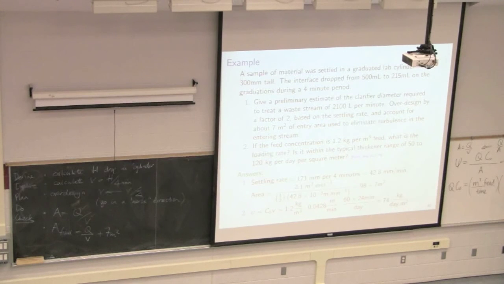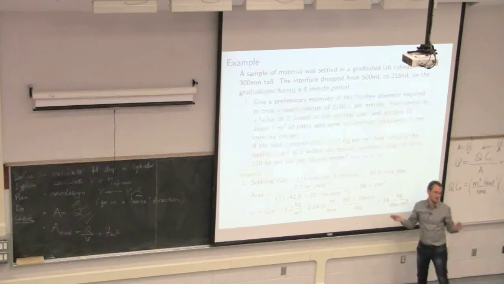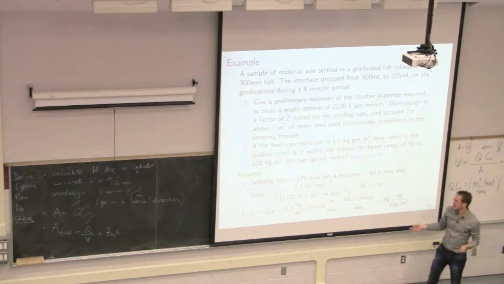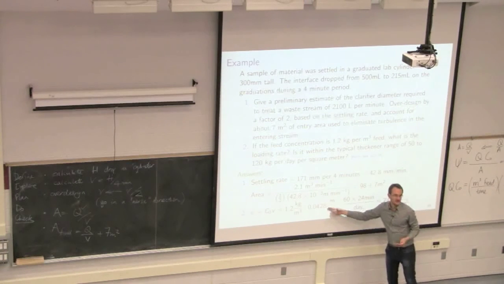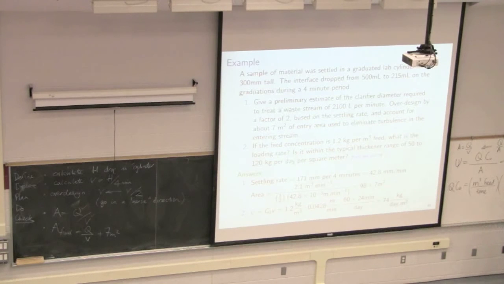Yes? They just used the normal sediment rate without correcting by 2, is that right? Right, because the actual sedimentation rate is 42 millimeters per minute. We're giving ourselves a buffer factor. You can always verify it with the half, right? If you halve it, that will just go down. But yes, this is within the typical range. We're not designing a unit that's way different from what's done in practice.